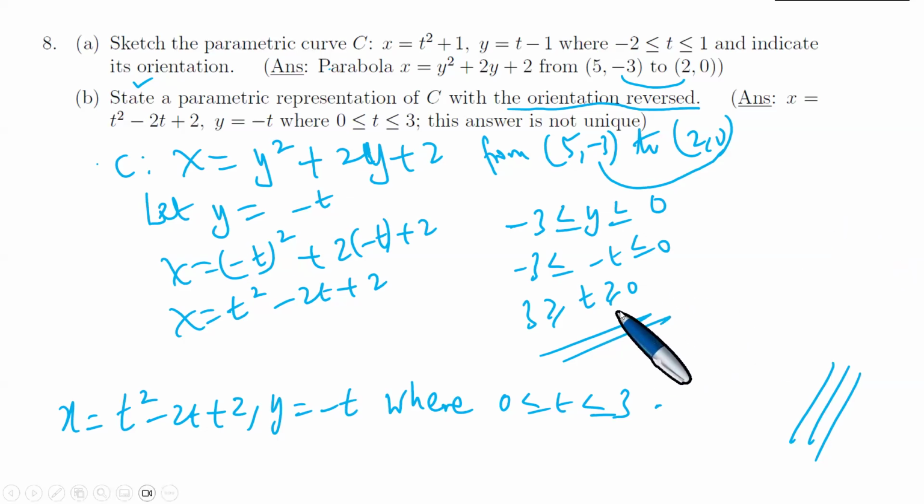Because t would be from 0 to 3. When you divide by a negative here, or you multiply through by negative 1 all the parts of this particular inequality, the inequality changes direction from less than to greater than. From less than to greater than. Right.